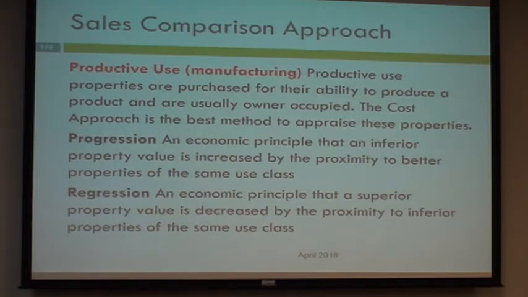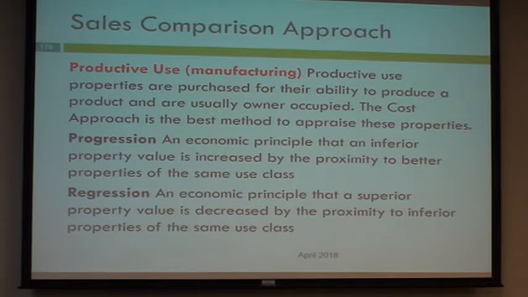Another one of those uses is a productive use or manufacturing, where properties are purchased for their ability to produce a product, usually owner occupied sometimes. The cost approach is the best approach on a manufacturing plant. You don't have a lot of comps on manufacturing plants, do you? But think about manufacturing, producing something, and in this case, we're talking about the cost approach.